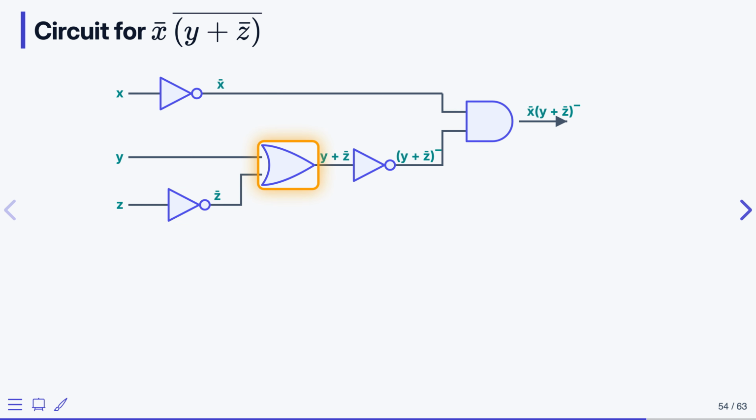That bar z climbs up to join y at the OR gate, and their wire is labeled y plus bar z. That wire then meets the 3rd inverter, and the label gains a bar over the whole thing. The 2 long wires, bar x from the top and the complement from the middle, meet at the AND gate. The output is bar x times the complement of (y plus bar z).